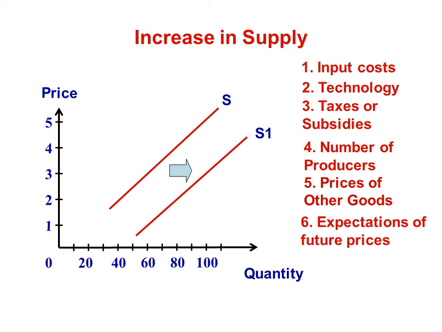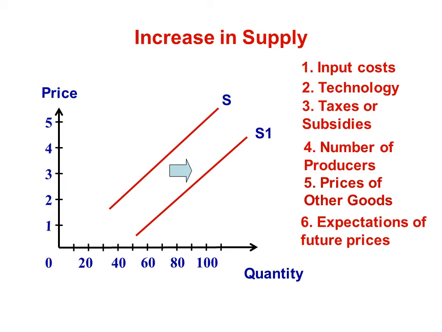Expectations. This one probably has the least amount of application. But if producers expect lower prices in the future, they might increase supply today. The only practical example that's ever used for this particular non-price determinant of supply, causing an increase: imagine you're a jewelry store and you expect the price of gold to go down in the future. You might increase the supply of what you have for sale today.